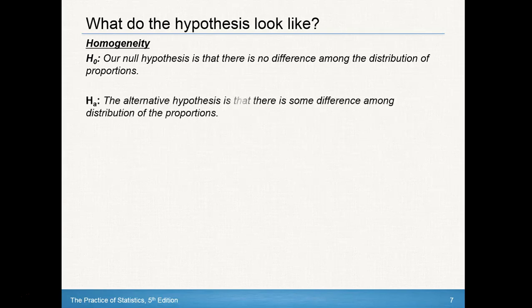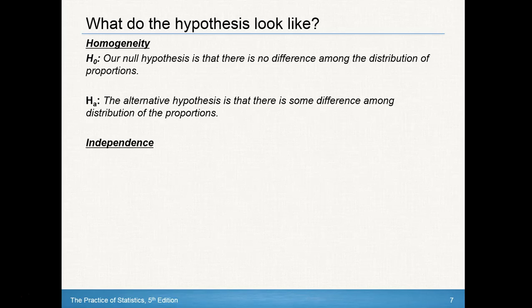And the alternative is going to be exactly like what we talked about for your goodness of fit. The alternative is that there is some difference among the distribution of proportions. We don't know. Part of the distribution could be the same and part could be different. So as long as there is one difference in the distributions, then that would be our alternative.